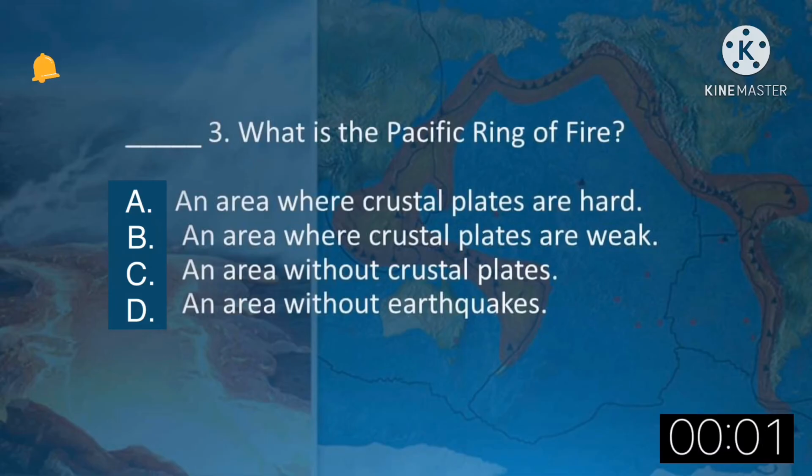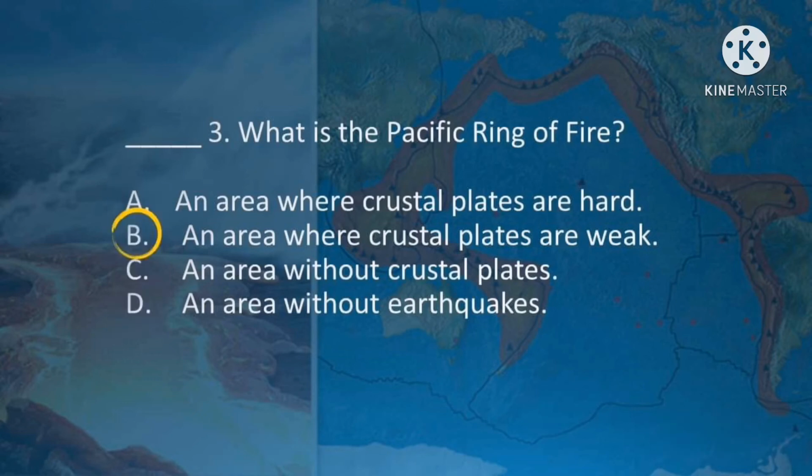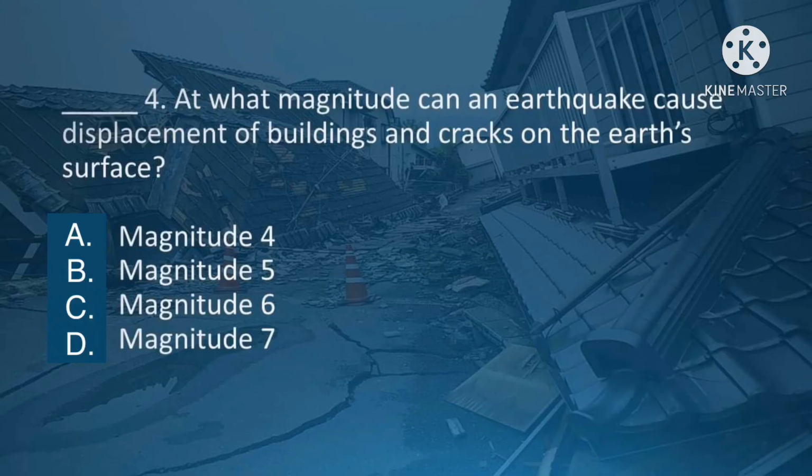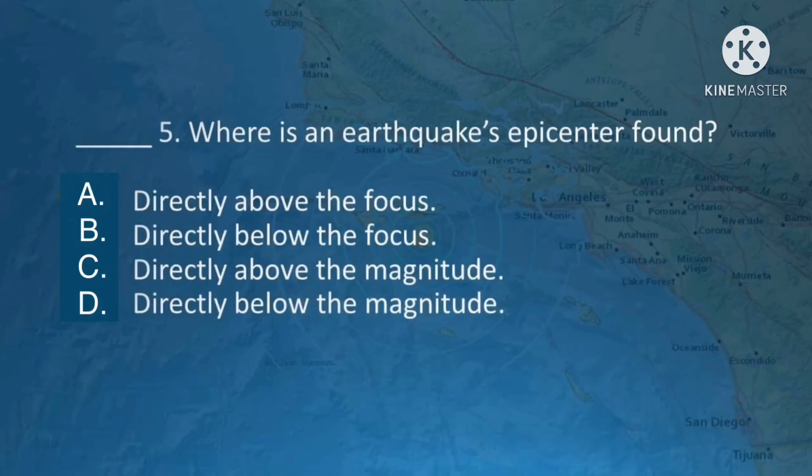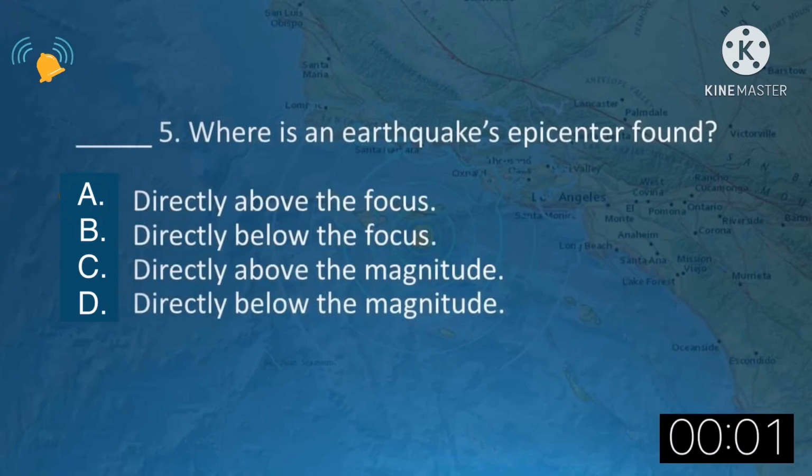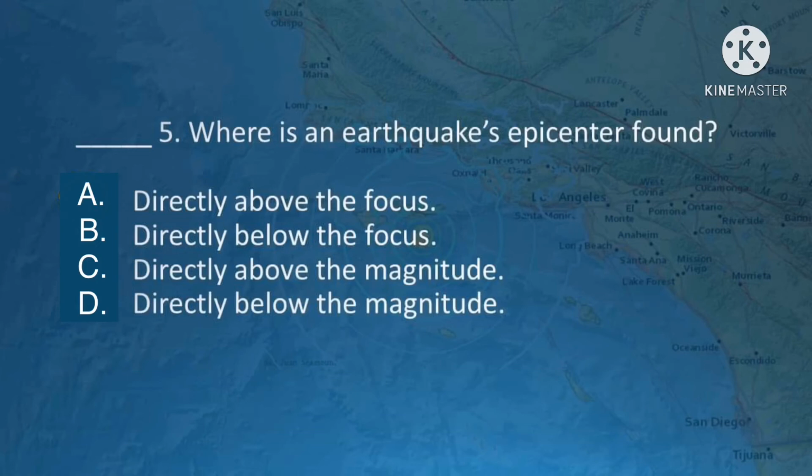What is the Pacific Ring of Fire? Okay, the answer is B, an area where crustal plates are weak. How about number 4? At what magnitude can an earthquake cause displacement of buildings and cracks on the Earth's surface? Alright, the answer is letter D, magnitude 7. How about number 5? Where is an earthquake's epicenter found? Very good. The answer is letter A, directly above the focus.